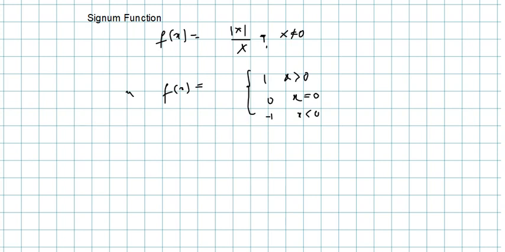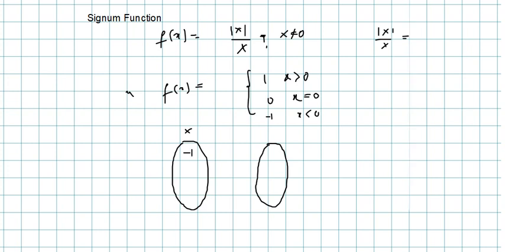We will also see how the curve looks. Let us say this is x and this is y. If I take mod of x by x, and take minus 1, then minus 1 becomes 1 in the numerator and the denominator is minus 1, so it will get cancelled. What am I going to get? 1.